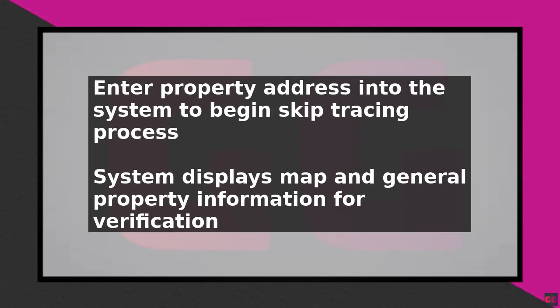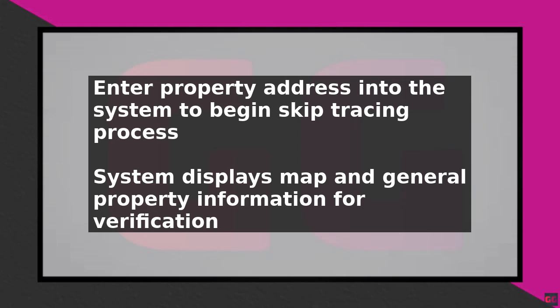To begin, start by typing the address of the property to be skip traced into the system. Once the address is entered, the system will display a map and general information about the property. Zoom in on the house. Click on it, and then click on the arrow next to the property information.